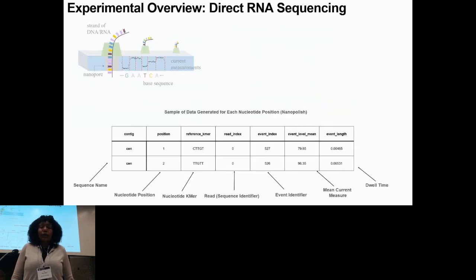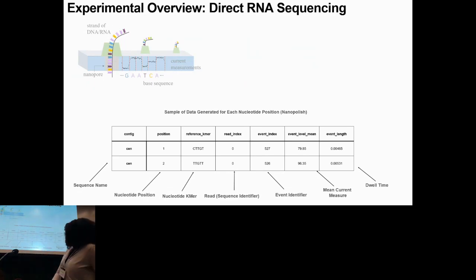So this is a sample of the data generated by Nanopore and processed using nanopolish, which is using a hidden Markov model to align the signals with each nucleotide, or Kmer, I should say in this case. And we have the key features indicated as above. Two of the really important features would be the event level mean, which is the actual signal going through the nanopore, and the dwell time, which is how long that nucleotide is in the nanopore.